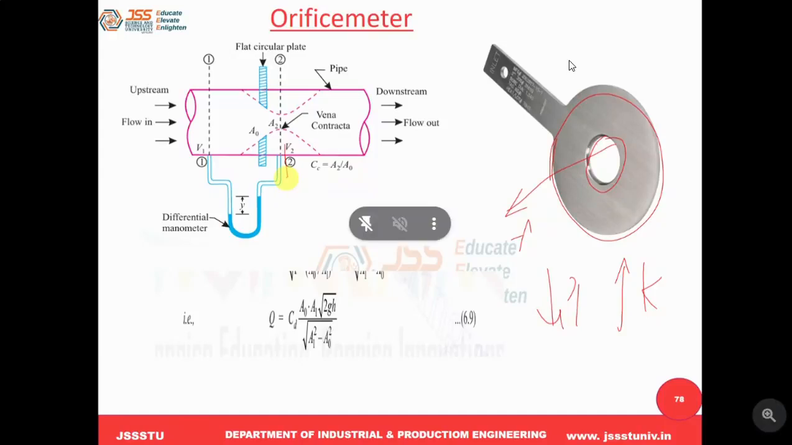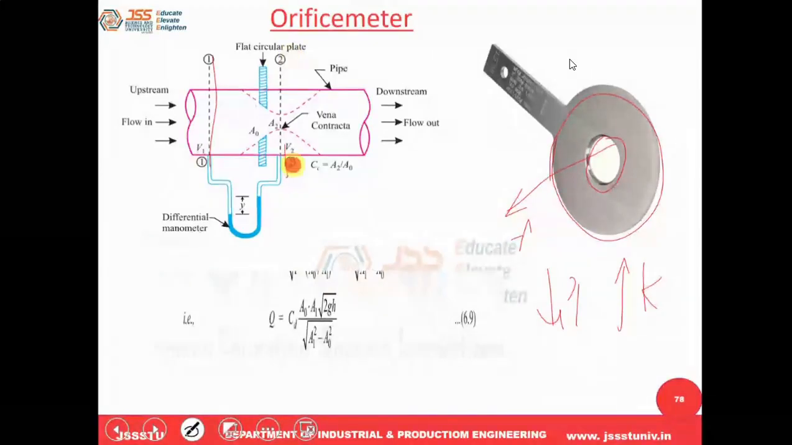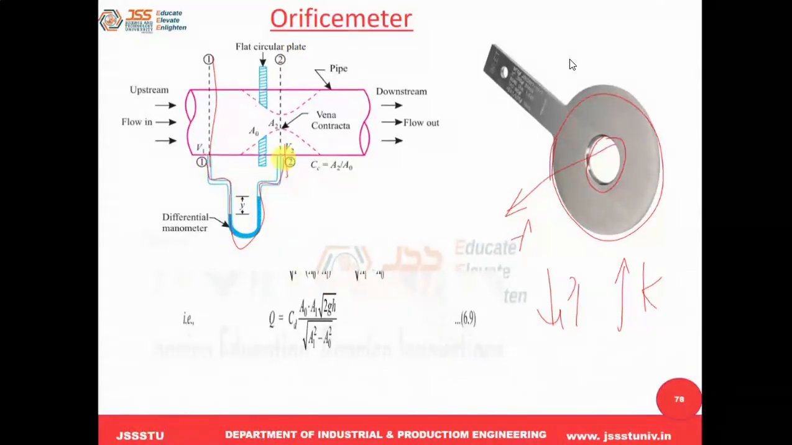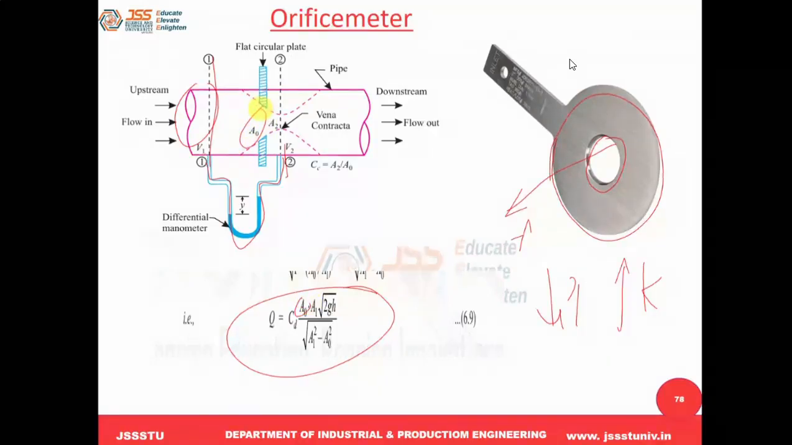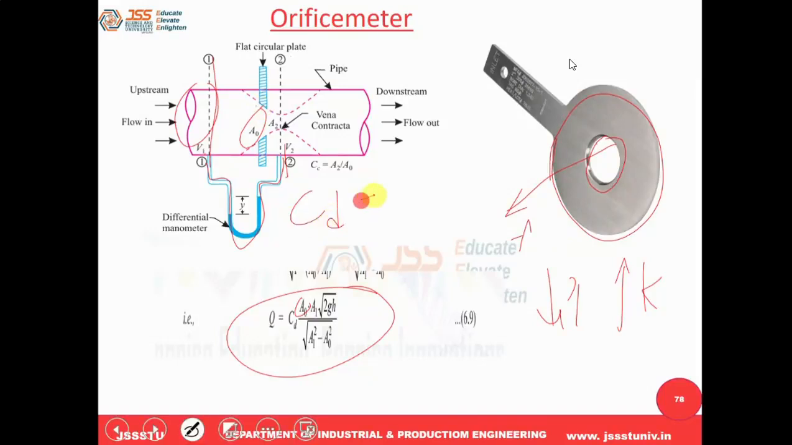So here they fix it, let us call it section 1, and after the plate they consider section 2. Across these two there is a pressure difference. In order to measure the pressure difference, they fixed one manometer here. Now they derive the equation. It is the same as the previous one. The only thing is here A1 stands for the area of the pipe, and A naught stands for the area of the orifice. Here the CD value is around 0.65.